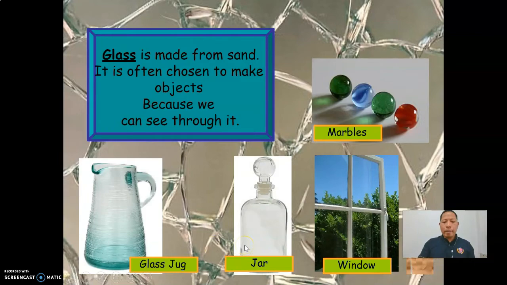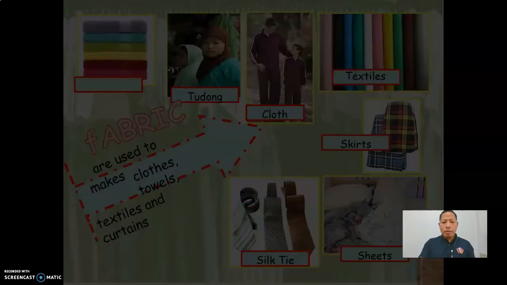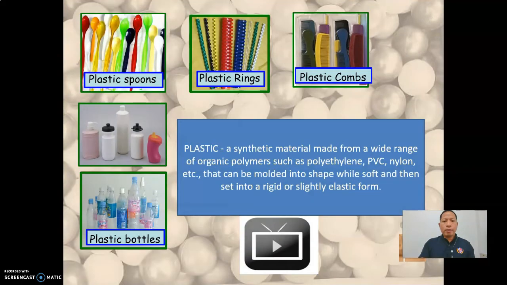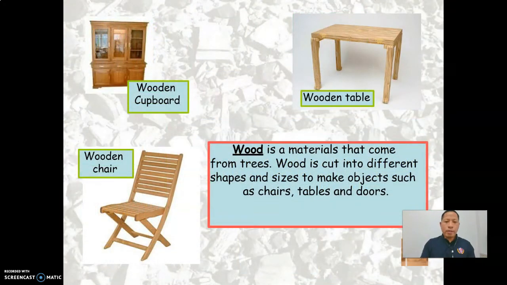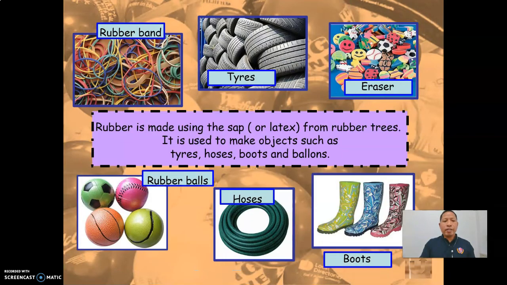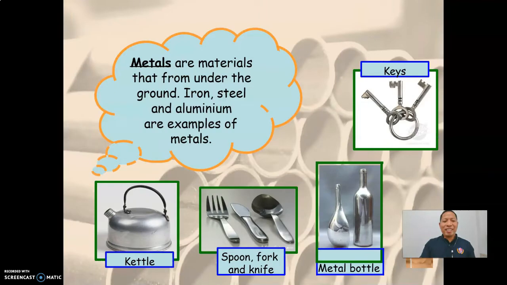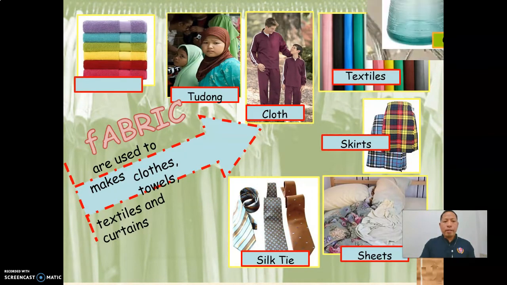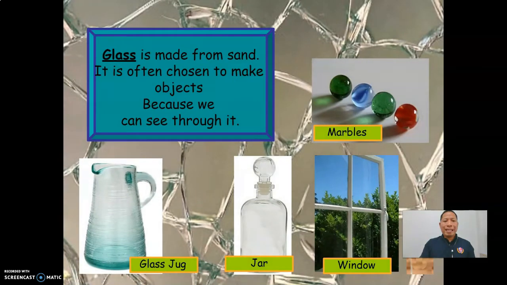So again, let's recap. Let's go back a little bit. What is the first material? First material is wood. Very good. Next, plastic. Very good. Next is rubber. Very good. Next is metal. Next is fabric. Next is glass.